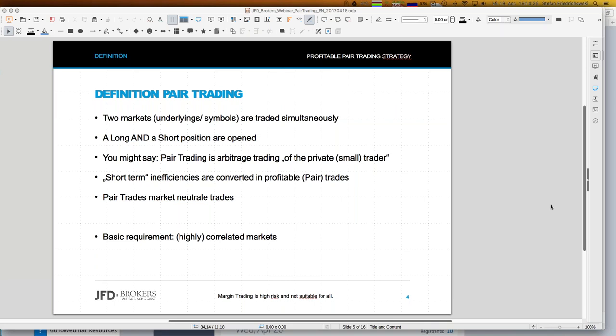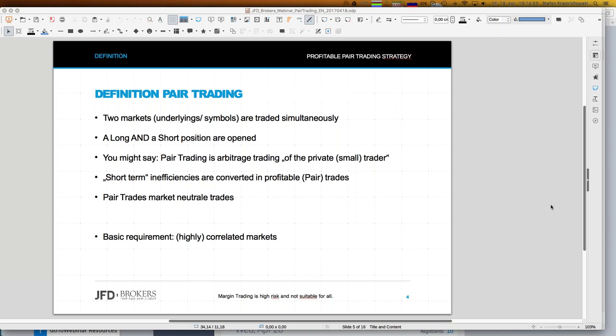But in this case, we do something similar, but on a totally different time scale. So not on milliseconds, we do it on a daily basis. Our trades will have a typical duration of maybe 3-4 days. Nevertheless, the basics are the same. What we really trade are short-term inefficiencies in the market. Why do I call that inefficiencies?